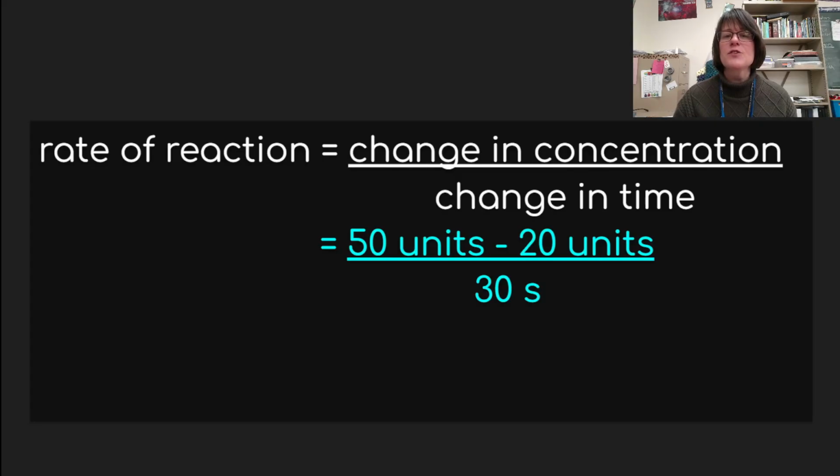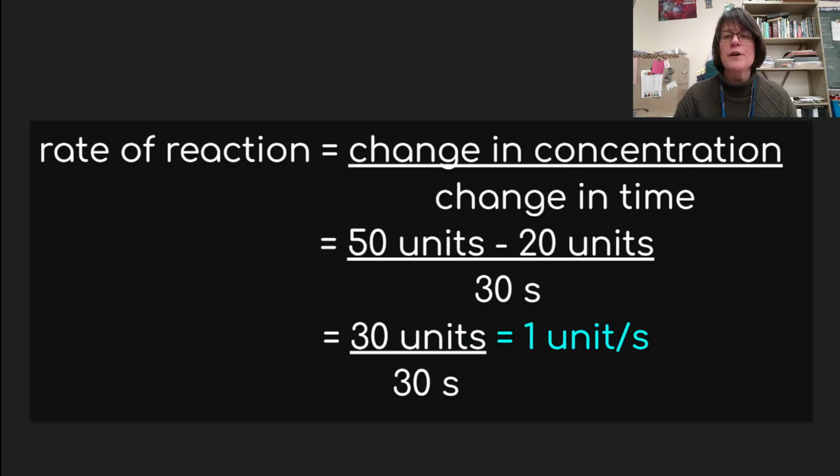So the 50 and the 20 are the change in concentration. The 30 seconds is the change in time. We would subtract 50 minus 20 and get 30 units over 30 seconds. And if we do the division, it's 1 unit per second. So that is the rate of reaction.